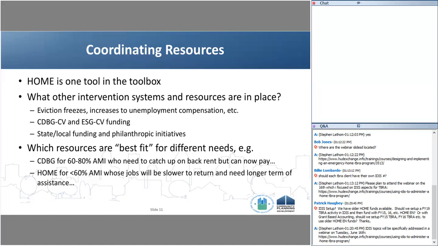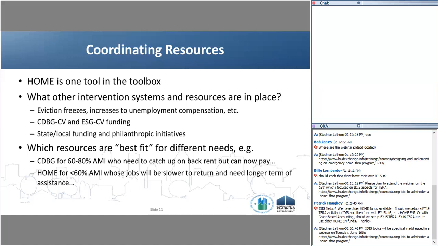On the other hand, if a household is below 60% AMI, and their employer went out of business and they're not likely to be back to work soon, and is going to need assistance for a longer period of time through the end of the year, HOME TBRA is likely to be a better fit for that scenario.